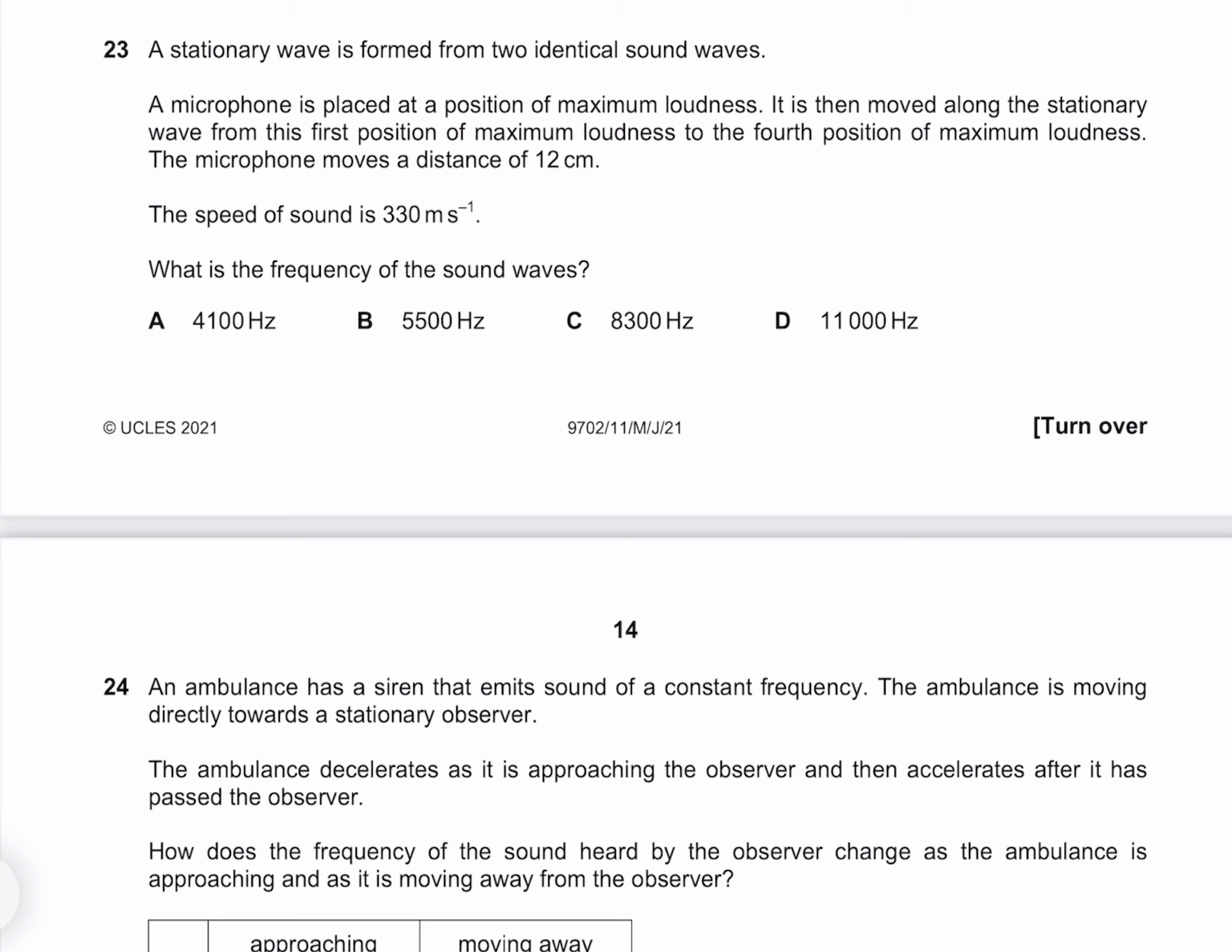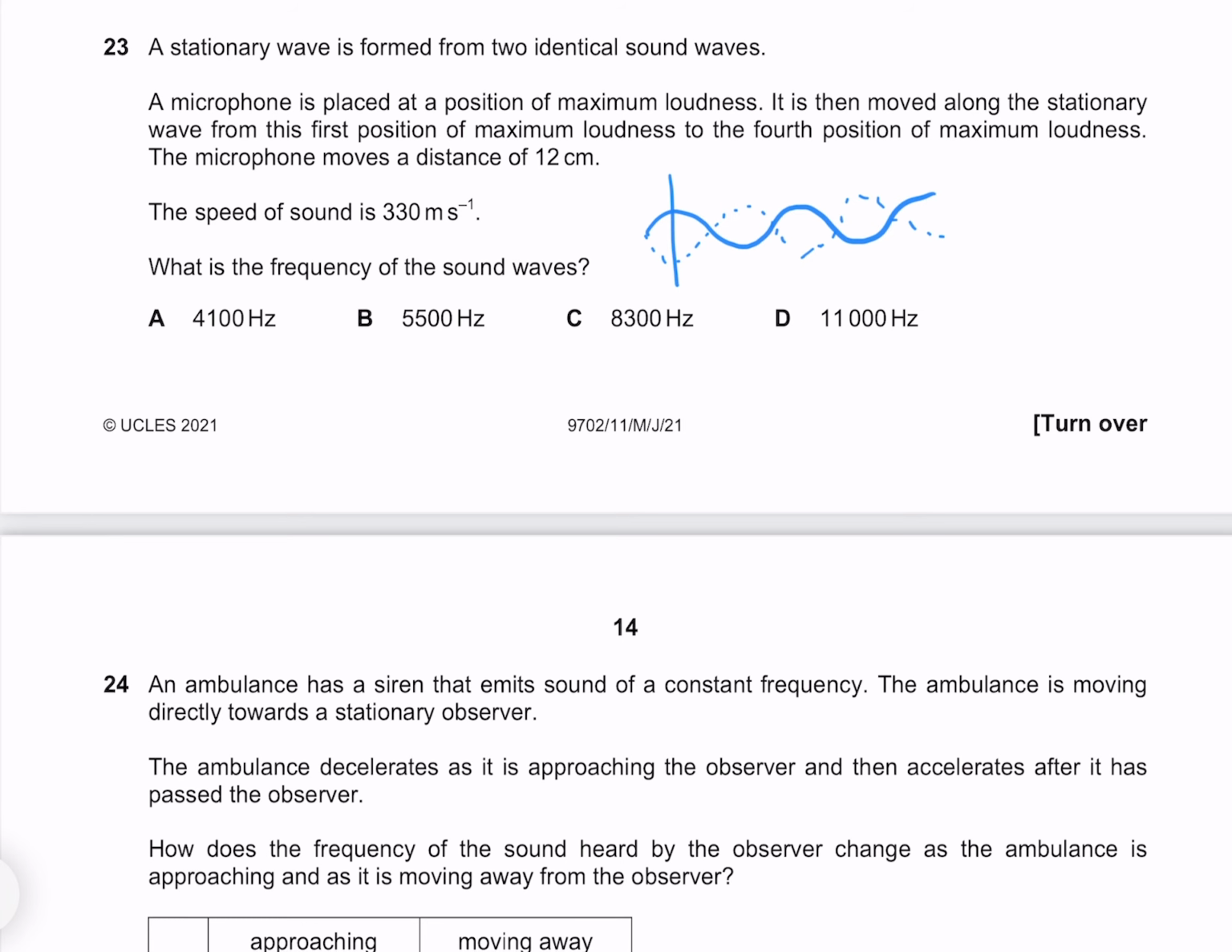If we imagine a standing wave pattern, imagine a position of maximum loudness. Our next loud spot is here, the next one is here, and our 4th one is here. We have 1 wavelength here, and half of a wavelength here. That means that our 12 centimeters is 1.5 wavelengths. Solving that for wavelength gives me 8 centimeters, or 0.08 meters.